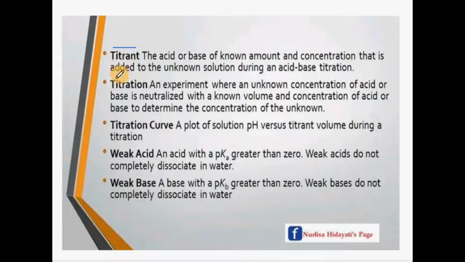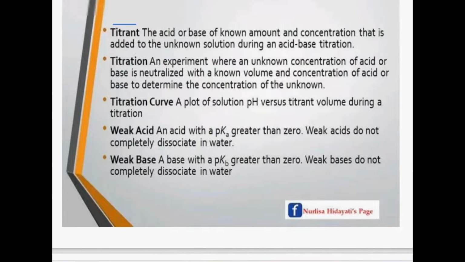Then you have a titration, as we defined earlier. We have the titration curve, which is just a plot of the solution's pH versus the volume during the titration. We have weak acids and weak bases, which are all well defined here. Another important term which wasn't defined here is the titer value. Basically, if you keep adding volumes of the known solution to the unknown, the volume of the known solution that can completely neutralize the unknown is what I mean by the titer value.